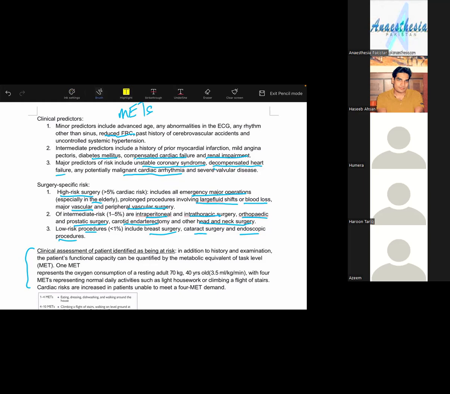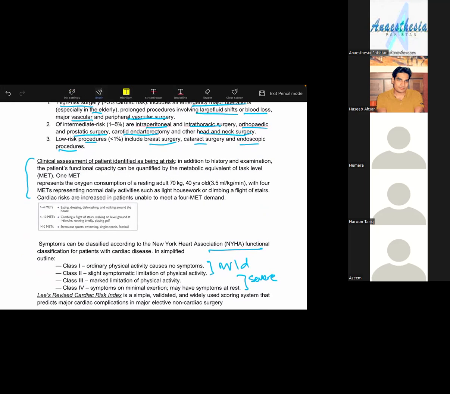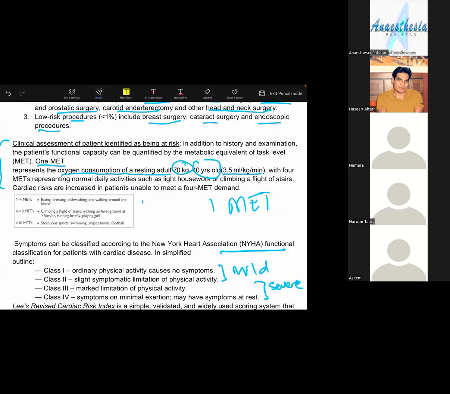Then the most important thing we were discussing, the METs. What are METs? It is the clinical assessment of a patient, identifying who is at risk. One MET represents the oxygen consumption of a resting adult of 70 kg, 40 years, and this oxygen consumption is 3.5 milliliters per kg per minute. This is equal to 1 MET. In the scaling of METs, the total scoring is from 1 to 10. We further subdivide into 1 to 4 METs, 4 to 10, and greater than 10.